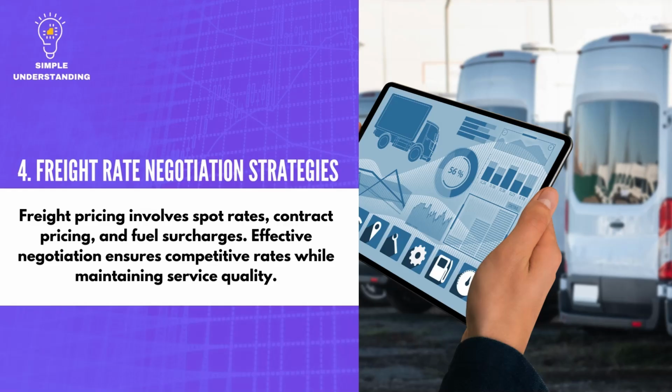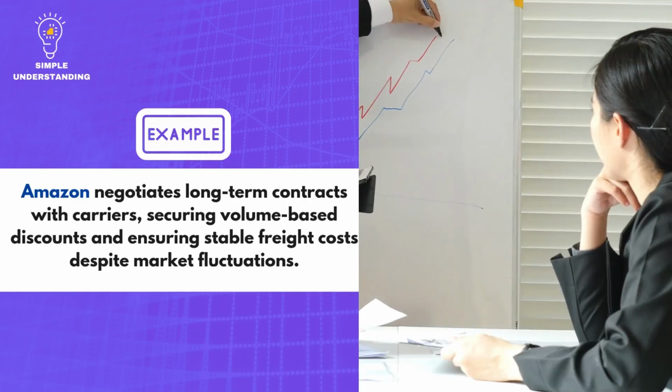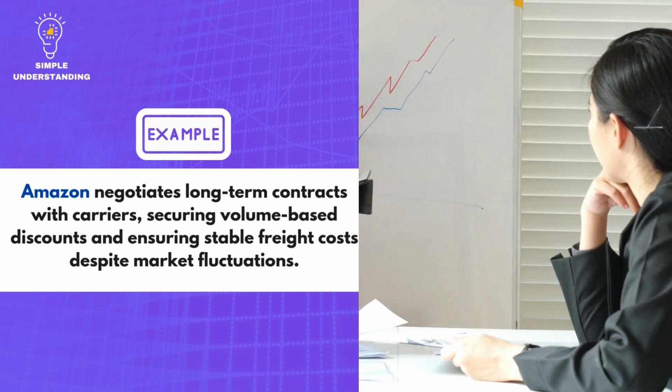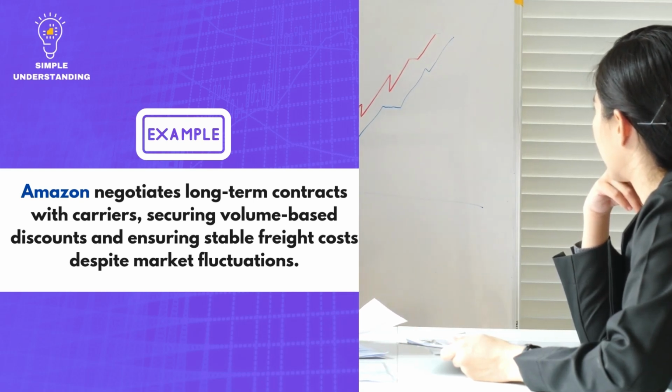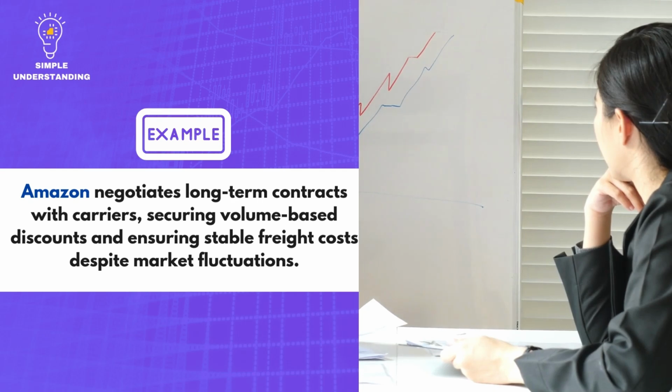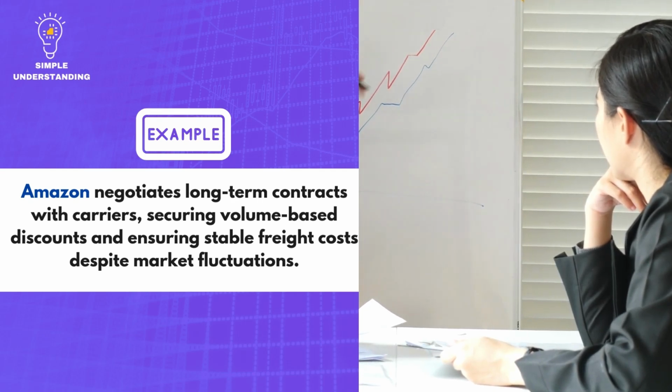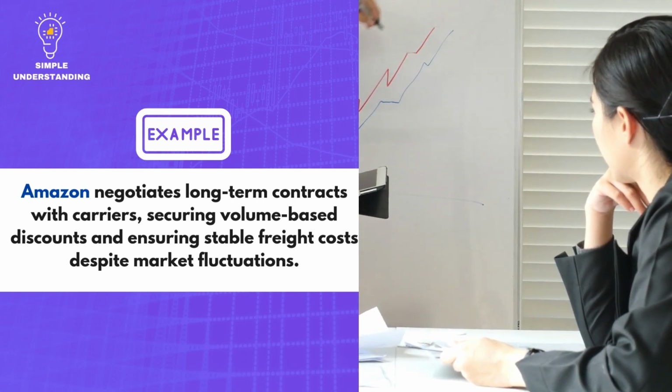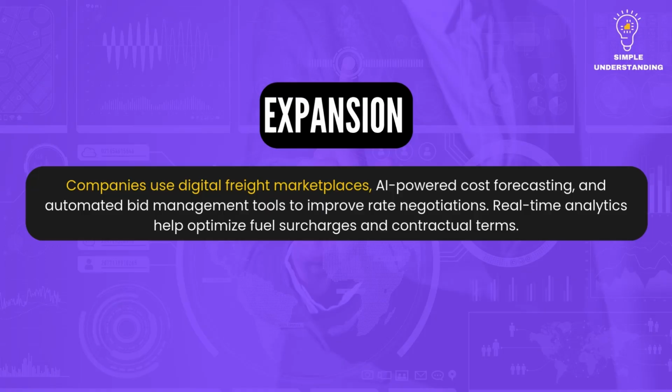4. Freight rate negotiation strategies. Explanation. Freight pricing involves spot rates, contract pricing, and fuel surcharges. Effective negotiation ensures competitive rates while maintaining service quality. Real company example. Amazon negotiates long-term contracts with carriers, securing volume-based discounts and ensuring stable freight costs despite market fluctuations. Expansion.